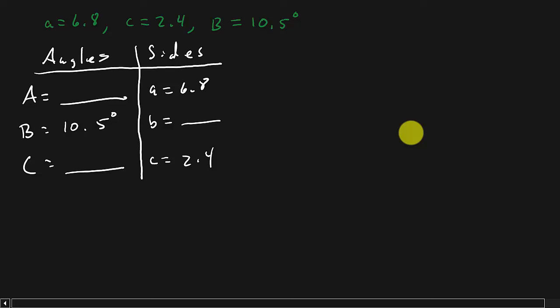All right, so to solve this, you can see here, we cannot use the law of sines. So we're going to have to use the law of cosines. And so we're going to solve for side B first. So that's B squared is equal to A squared plus C squared minus 2AC times the cosine of B.